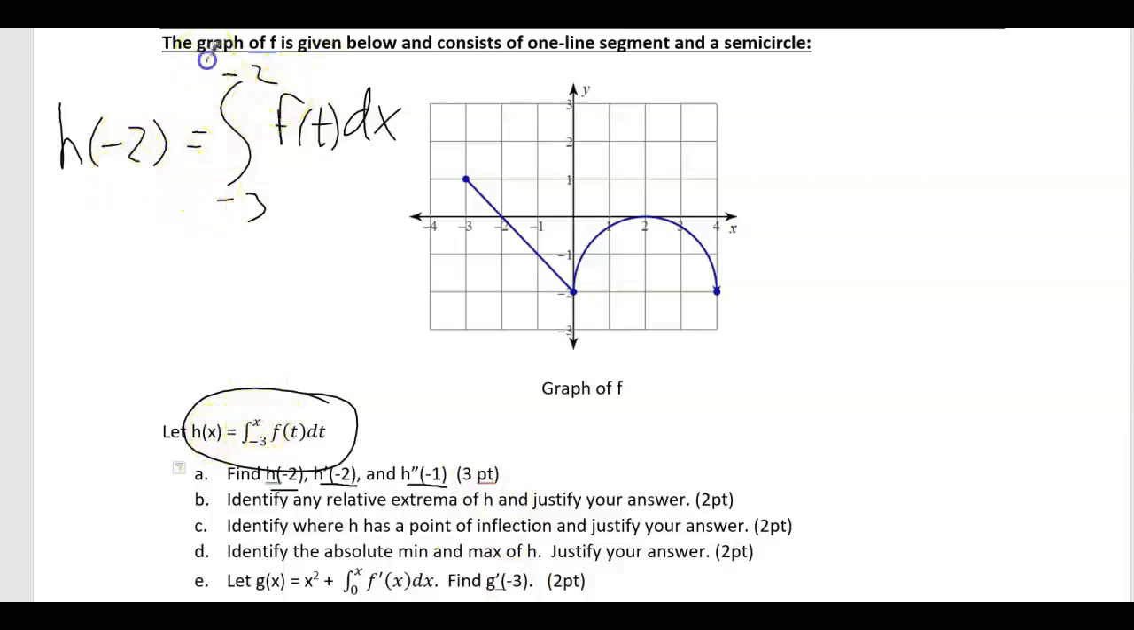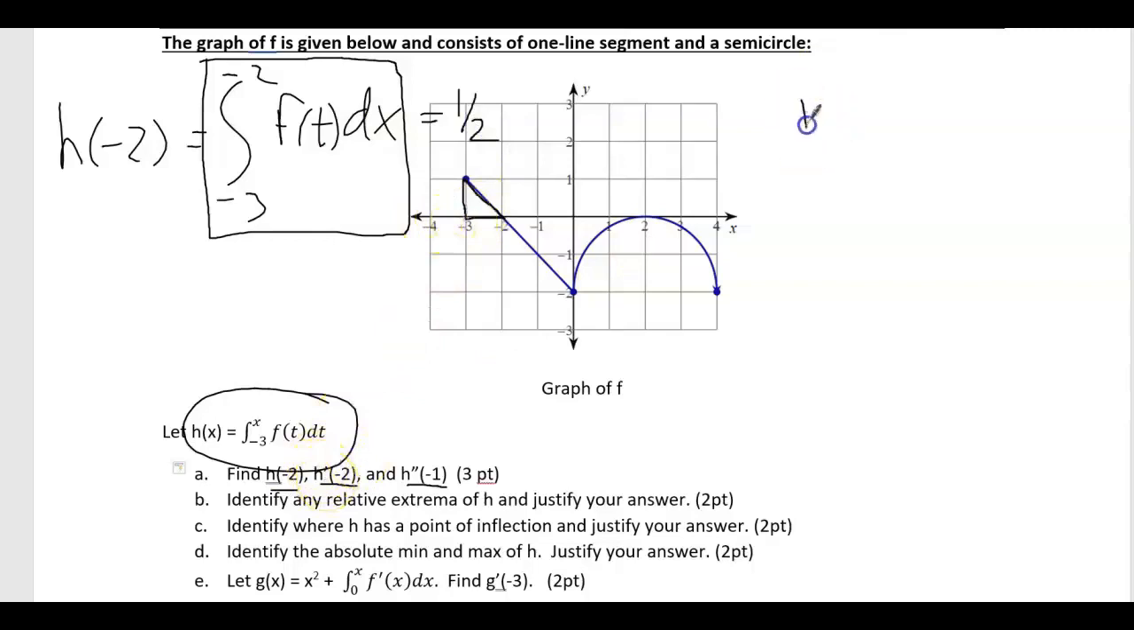Basically, this is asking us to find the area under the curve from -3 up to -2. That would be this little triangle, whose area is base times height cut in half, which is 1/2. So h of -2 is equal to 1/2. Since it's above the x-axis, it's a positive 1/2.